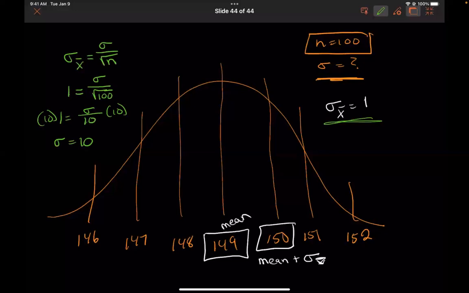So they might ask you for n. They might ask you for sigma. They might ask for sigma sub X bar. I don't know which thing they're going to ask you for, but just use this formula and solve for the other one. Those two problems that I just showed you are the two most commonly asked questions in this chapter.